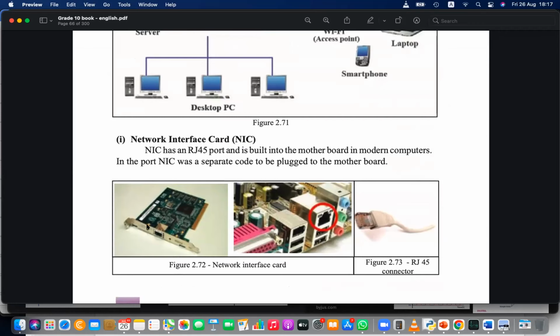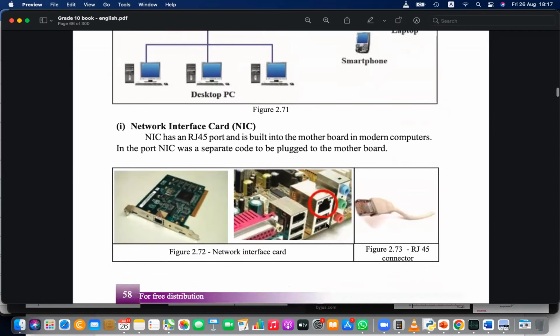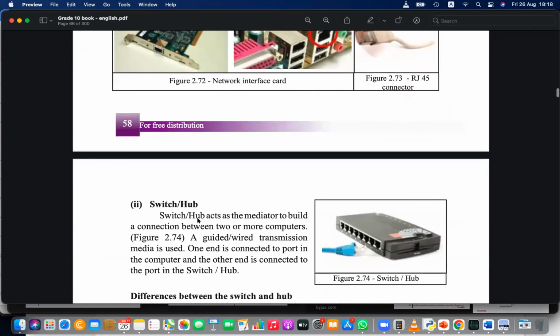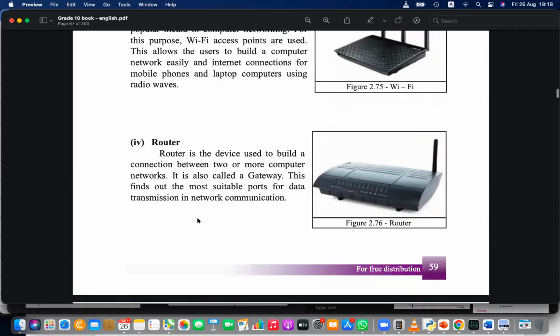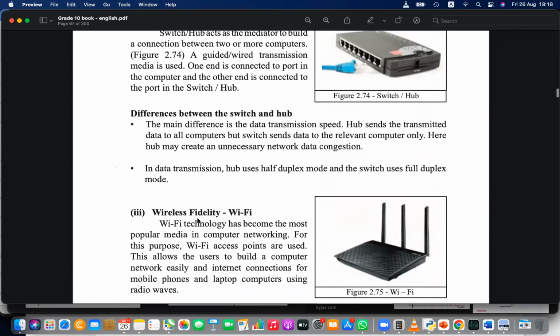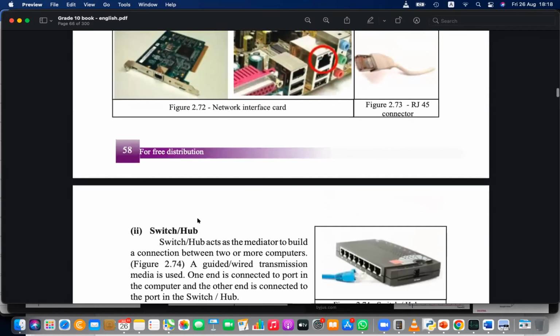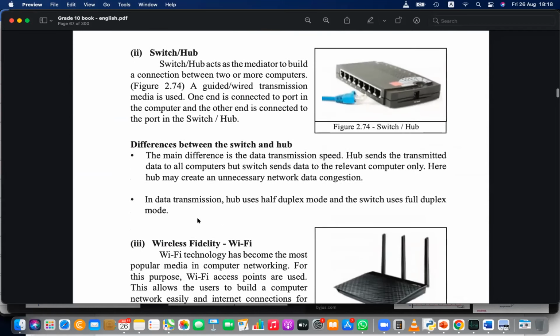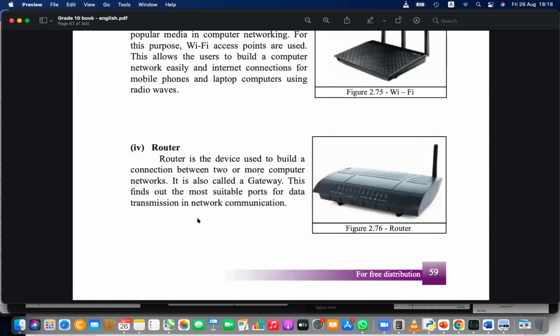The first thing we discuss is the network card. Network card can be on board and network card can be separate. It can be wireless like Wi-Fi. Then the modem, modulating, demodulating. Then the router. So what is a router? What's the difference between router and modem? Or what is the difference between router and switch? Any idea?